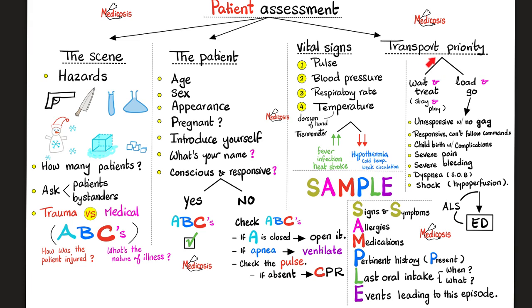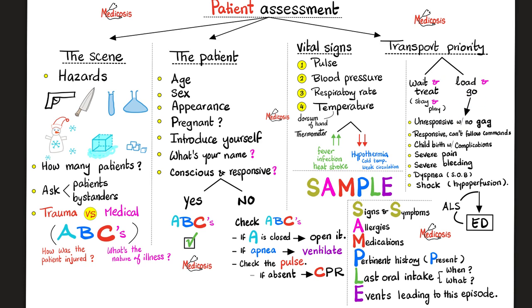And then, transport priority. Stay and play versus grab and go. If it's something minor that can be treated on the spot, then we treat it, and that's it. But if it's something major that requires going to the hospital, then we're going to load the patient on a stretcher, put the patient in the ambulance, and go to the hospital quickly.